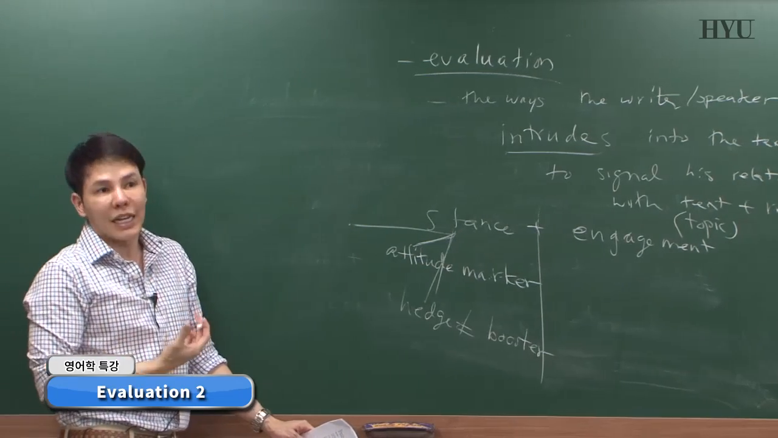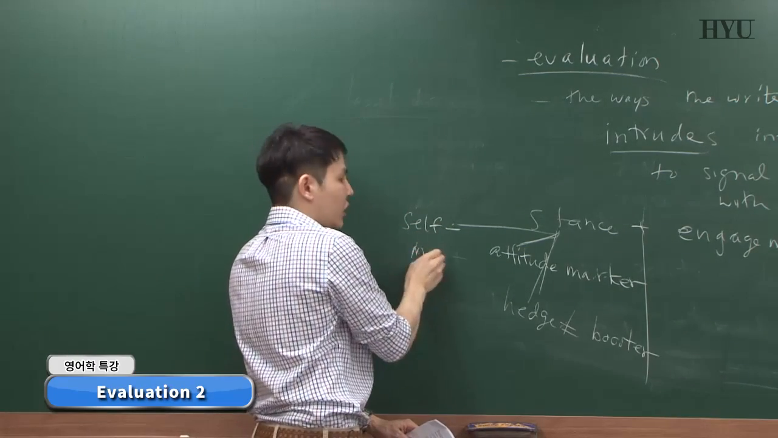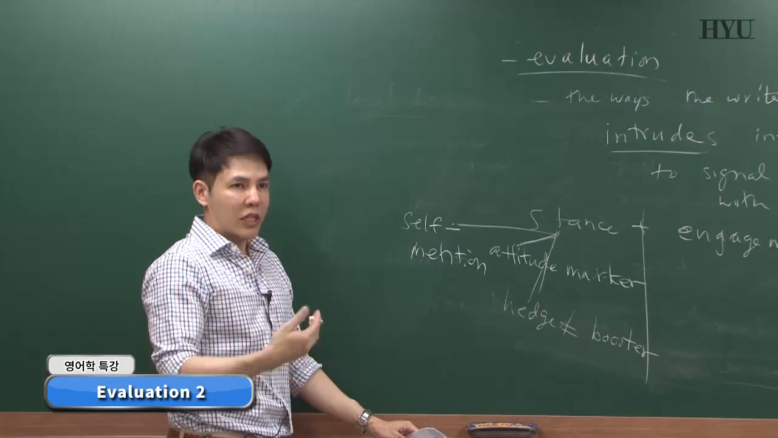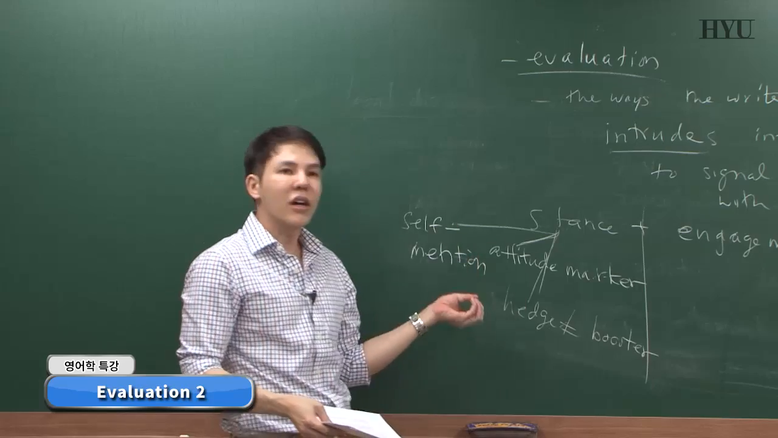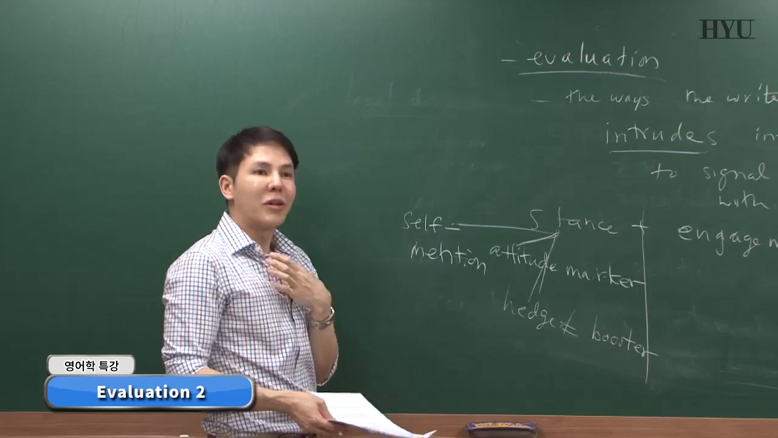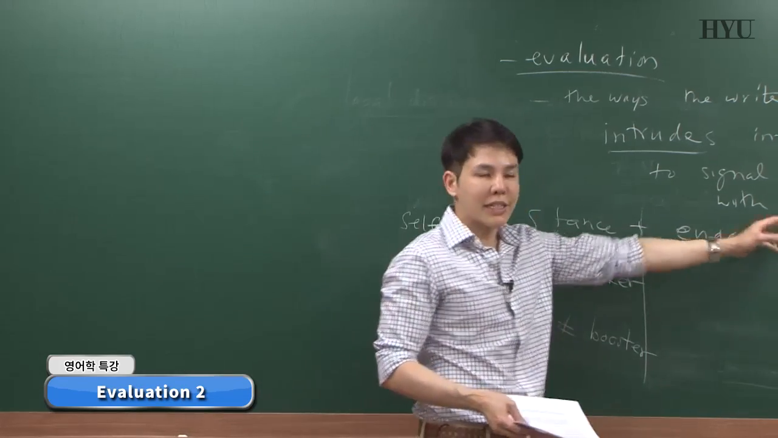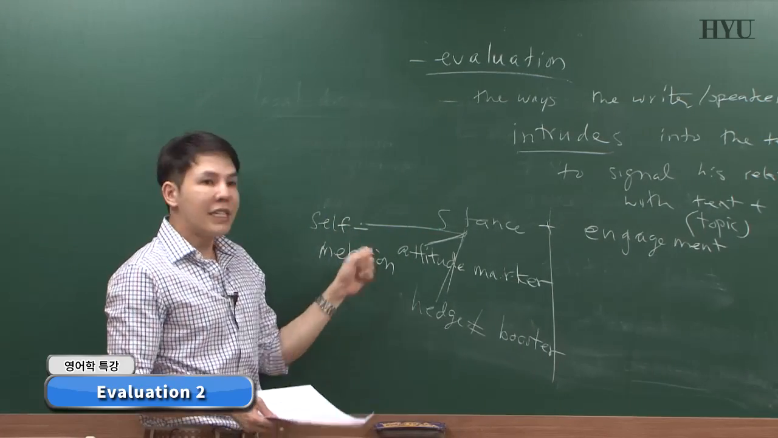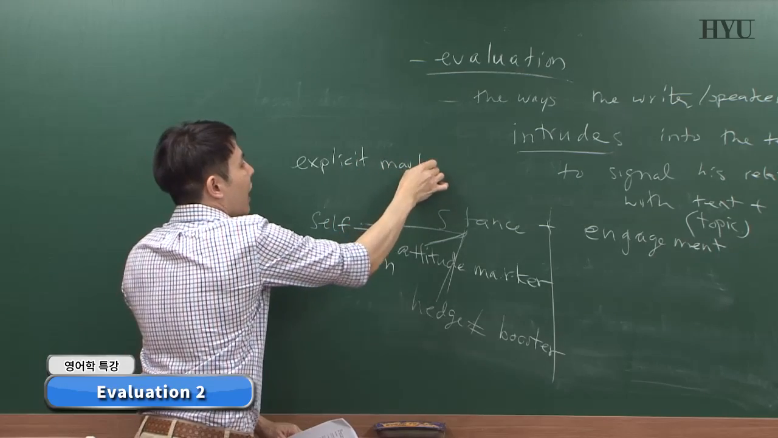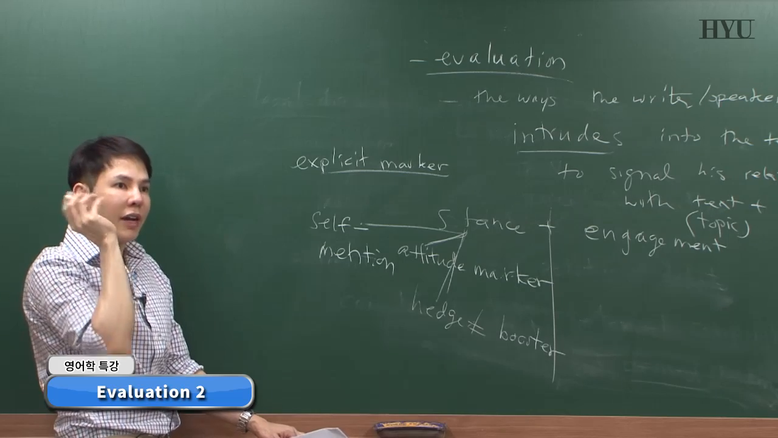sometimes you have to explicitly signal your stance. So you use self-mention, right? Self-mention, I argue that, my position is that, and so on, right? So these are stance marking devices. So you mark your position, right? You mark your position about the text, right? About the topic or about the text. So you use these things, right? And these are, remember, explicit markers. Explicit marker meaning you actually see it and people actually hear it, right?